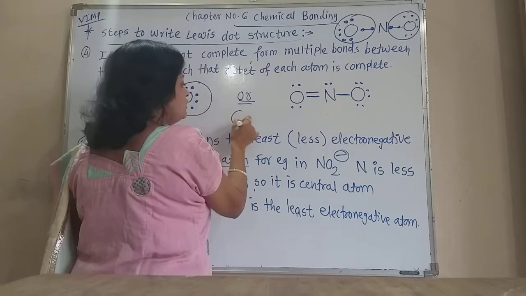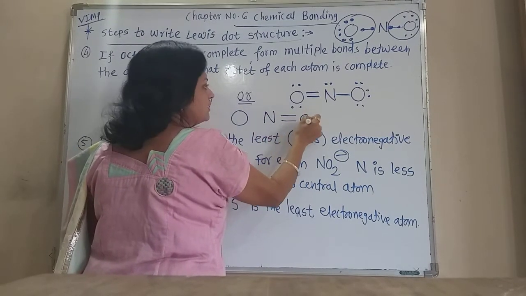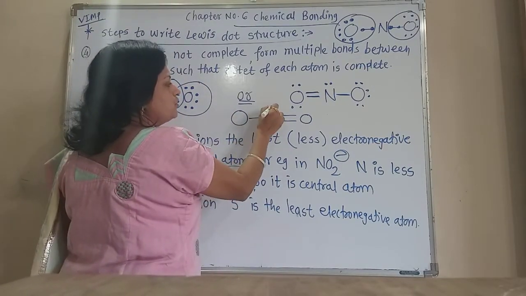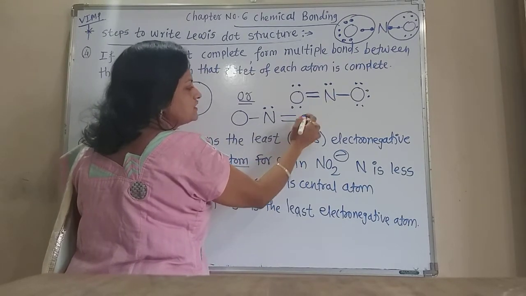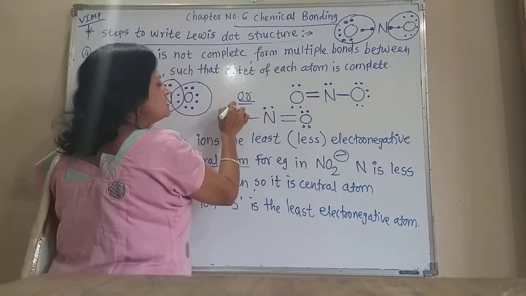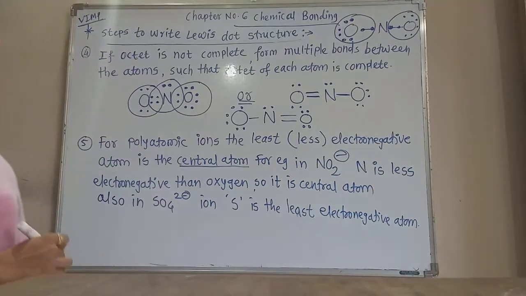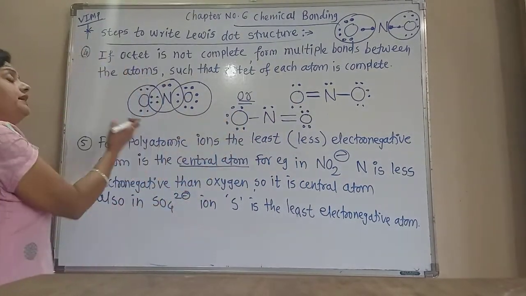If we put the double bond between this nitrogen and this oxygen, then here is the single bond, and the electrons can be shown in this way. Now here 4 electrons on the double bonded oxygen, so show here 4 electrons, and 6 electrons on the single bonded oxygen, so show the 6 electrons. So this structure can be drawn in this way or in this way or in this way.